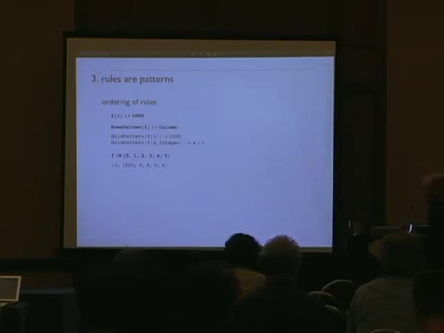If I add a more specific rule for F, I say F of 1 is equal to 1,000, and I look at the patterns, the transformation rules, that Mathematica has now for F, I can see that Mathematica has ordered these transformation rules in a canonical fashion that puts the more specific case first. So that means when I now apply F to this list of integers, it finds the specific case first before the more general case when that applies.